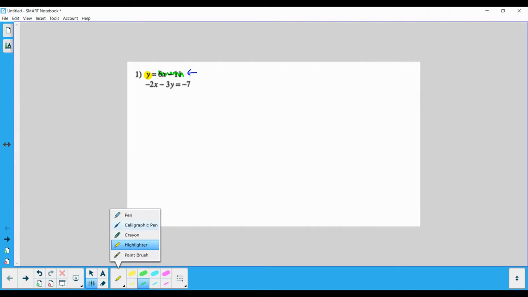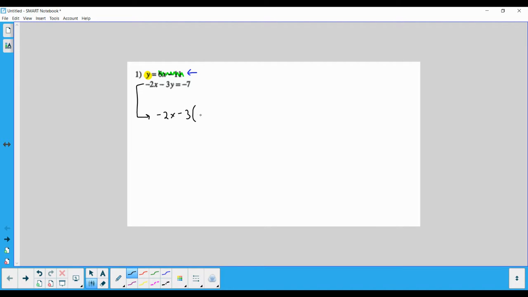Since it's isolated, we can just jump right into solving by taking the top equation and rewriting it, but replacing y with 6x minus 11 instead. So essentially what we're doing is taking the y of the equation out and replacing it with the 6x minus 11 from the top equation. We're just substituting that in. That's why we call it the substitution method. So from here, now we can solve.